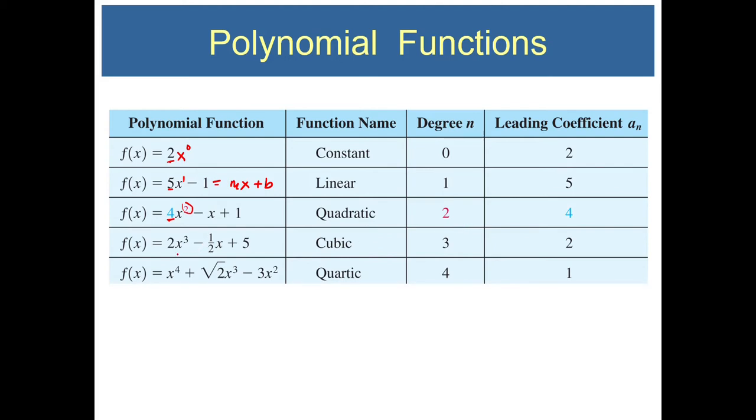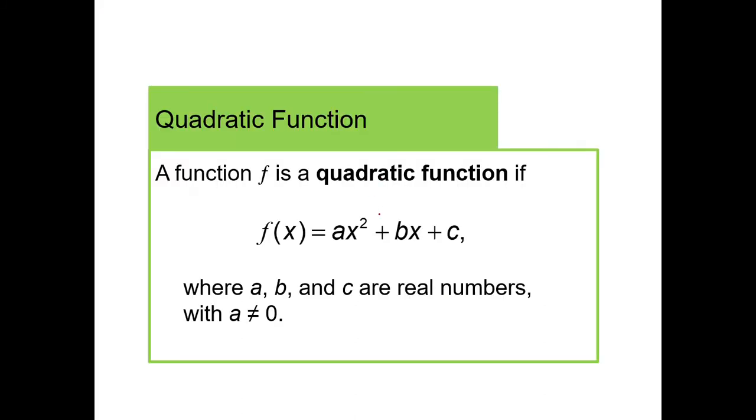The fourth function is a cubic function. It has a power of 3, so the degree is 3. The leading coefficient is 2. The last one is a quartic because the power is a 4. The leading coefficient is a 1 because there's an invisible coefficient of 1 in front of that x to the 4th power. A quadratic function is of the form ax squared plus bx plus c.